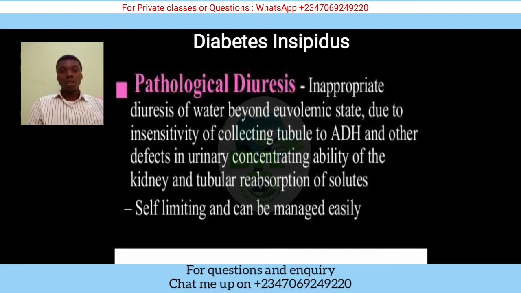It can be self-limiting, and it can be managed easily because you can just consciously control it. Of course, there's a thirst center in the hypothalamus that will cause the person to be taking water. That's polydipsia, and the person will be taking a lot of water per time. All right. So this is a pathological condition where there is diuresis.